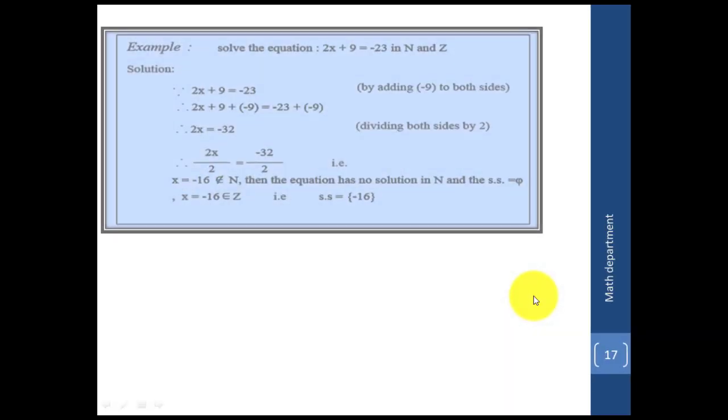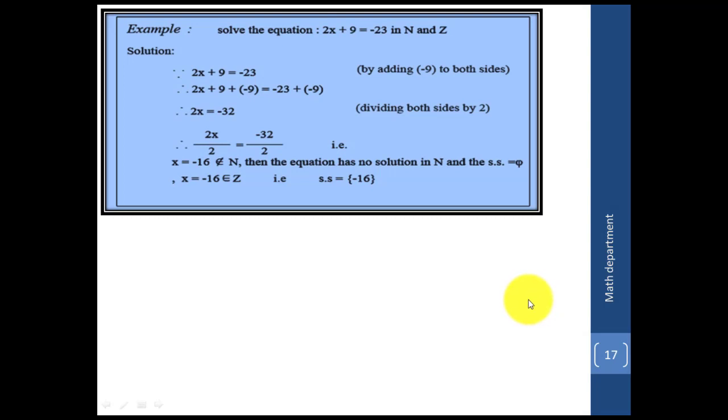The second part in our video is solving equations with two operations. Here it says 2x plus 9 equal negative 23. I want to solve this equation in natural numbers, and I want to solve this equation in integers. At first, 2x plus 9 equal negative 23. I want the value of x. With x we have the operations times 2 and plus 9.